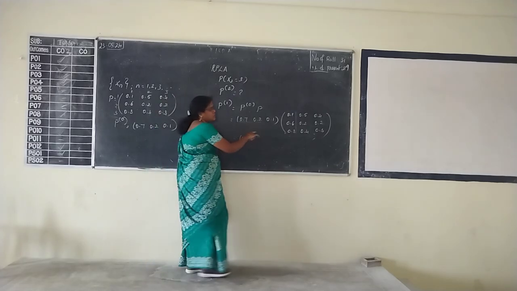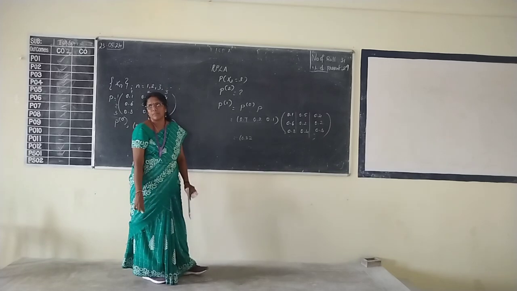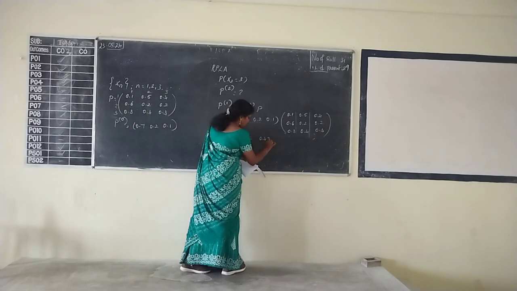Similar way. First row into second column, then first row into third column. So you get the answers as 0.22, 0.43, 0.35.